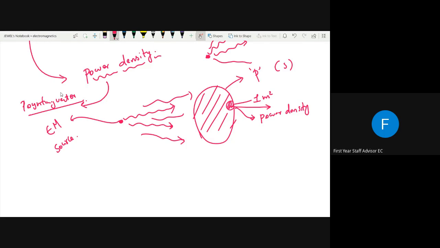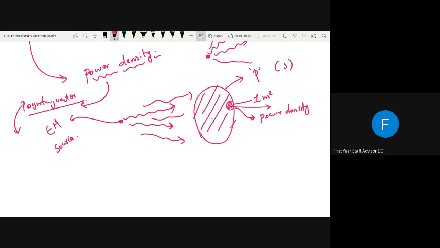ഏത് ഡയറക്ഷൻ നമ്മൾ എടുത്തിരിക്കുന്ന സർഫസ് ഏരിയയിൽ, ഒരു യൂണിറ്റ് സർഫസ് ഏരിയയിൽ നമ്മുടെ ഇലക്ട്രോമാഗ്നറ്റിക് വേവിന്റെ ഡയറക്ഷൻ എന്തായിരിക്കും? What is the direction of propagation of electromagnetic wave? It is represented by Poynting vector. What is the magnitude? Magnitude of a Poynting vector is the power density at that point. Okay. That means Poynting vector represents the instantaneous power density vector associated with the electromagnetic field at a given point.